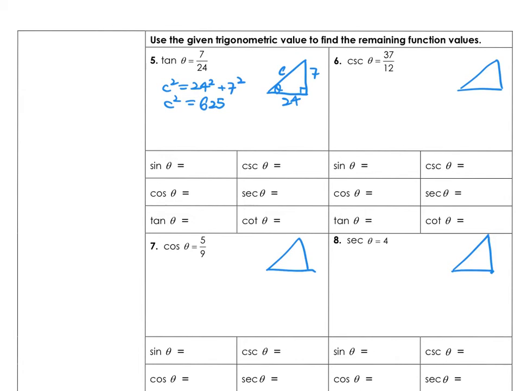I think that's right, but double check my arithmetic, okay? If you don't know Ms. Birch, you know Ms. Birch cannot do arithmetic. So check my answers. C should be 25.